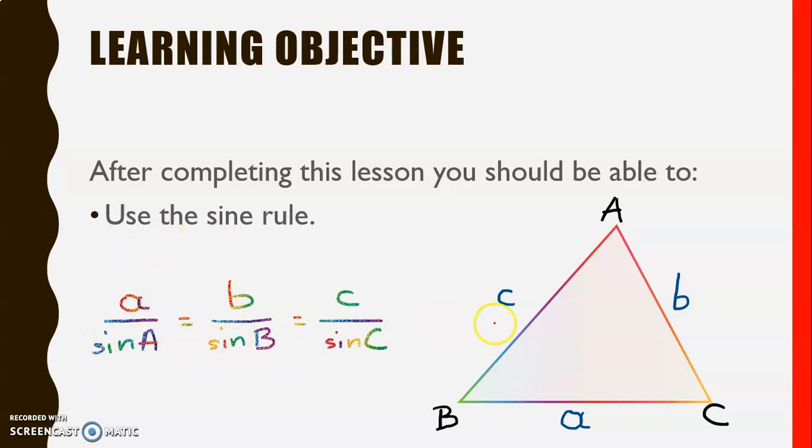What is the sine rule? Well, the sine rule basically states that the ratios between a side and the sine of the opposite angles are equal, as it states here in this formula.